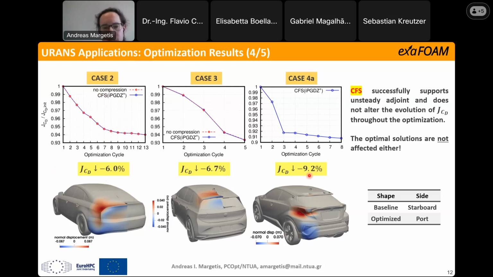And if you are interested in the optimization results themselves, the optimized shapes are shown in the port side of the vehicles as compared to the starting shape in the starboard side.